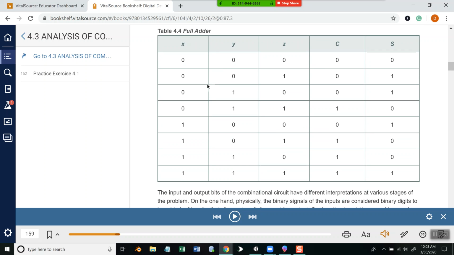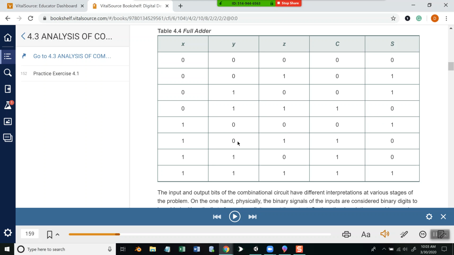Okay, let's just talk about it. 0 plus 0 plus 0 is 0 with carry of 0. 0 plus 0 plus 1 is 1 with carry of 0. 0 plus 1 plus 0 is 1 with carry of 0. 0 plus 1 plus 1 is 2, which in binary is 0 with a carry of 1. 1 plus 0 plus 0 is 1 with a carry of 0.